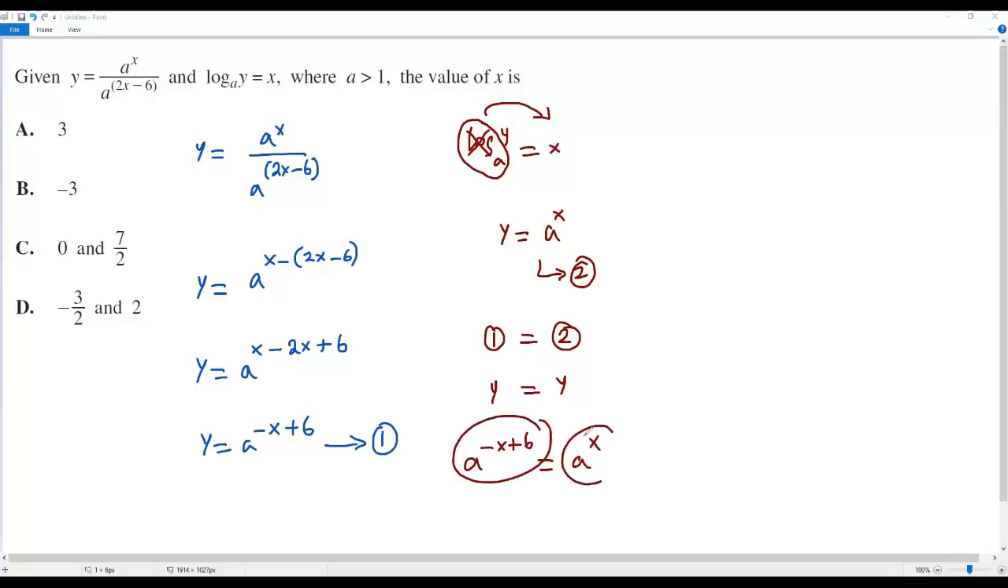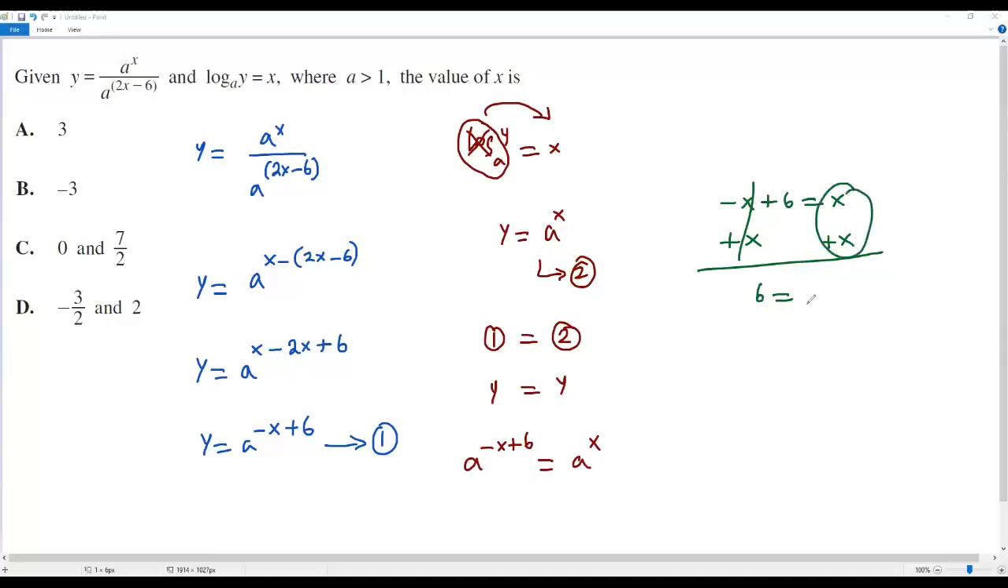Here the two terms are equal, and the base on the left side and the base on the right side are the same. Whenever two terms are equal with the same base, we can equate the exponents. So I get −x + 6 equals x. I'm adding x to both sides, so the −x and +x cancel. I get 6 equals 2x. Now to solve for x, I divide both sides by 2. So this 2 will cancel out. 6 over 2 is just 3. So I get x equals 3. So the correct answer choice for this question is option A.